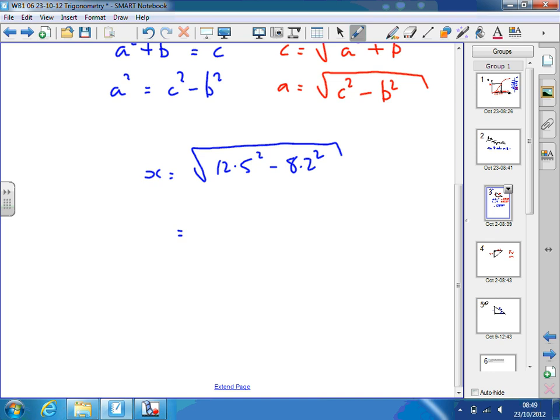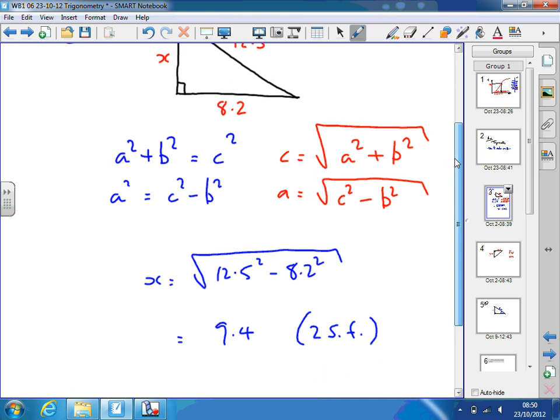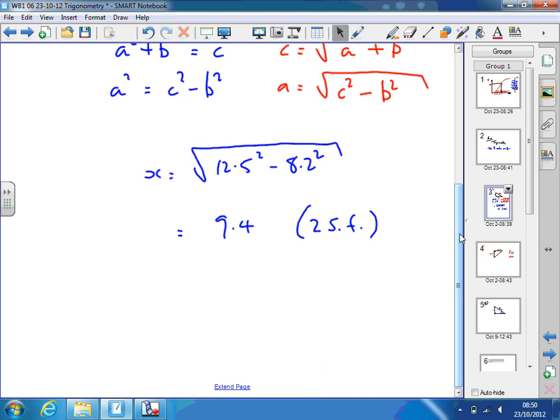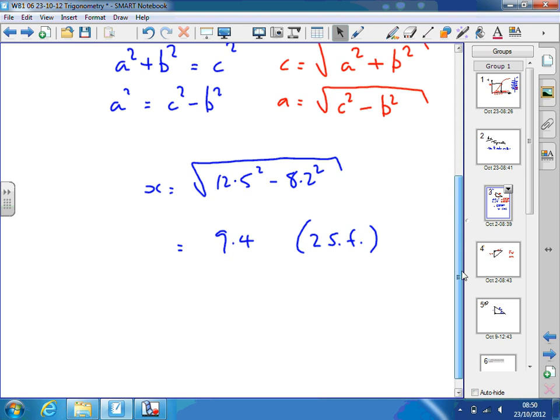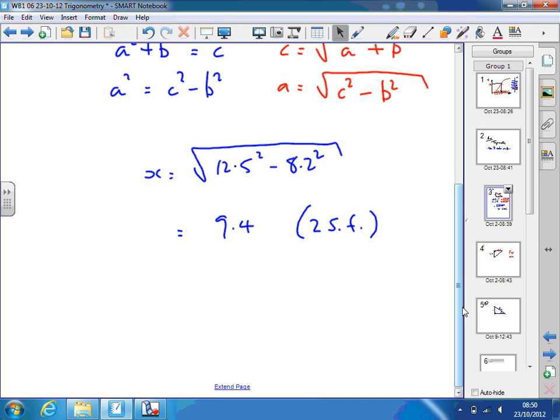Everybody? 9.4, is that rounded? So, 2 significant figures. I didn't give you the units, so 9.4 to 2 significant figures. Is that appropriate accuracy, would you say? Yeah. So this one's to 2, so you could go to 3 to 6, but that's fine. 9.4. You need to be able to do that.